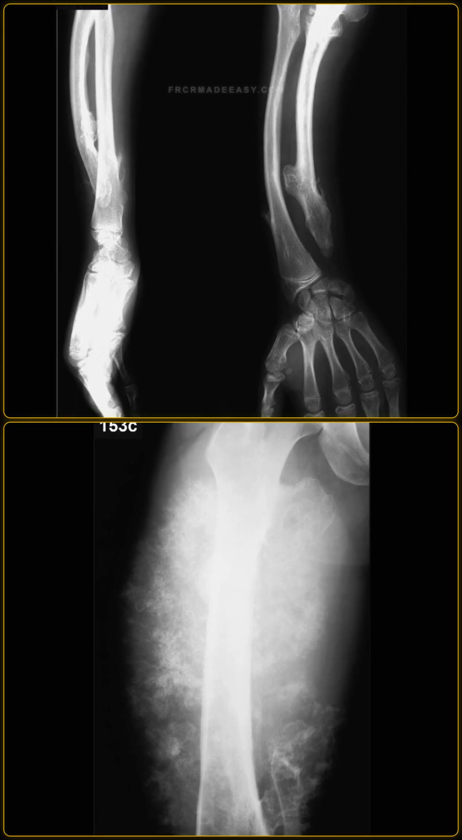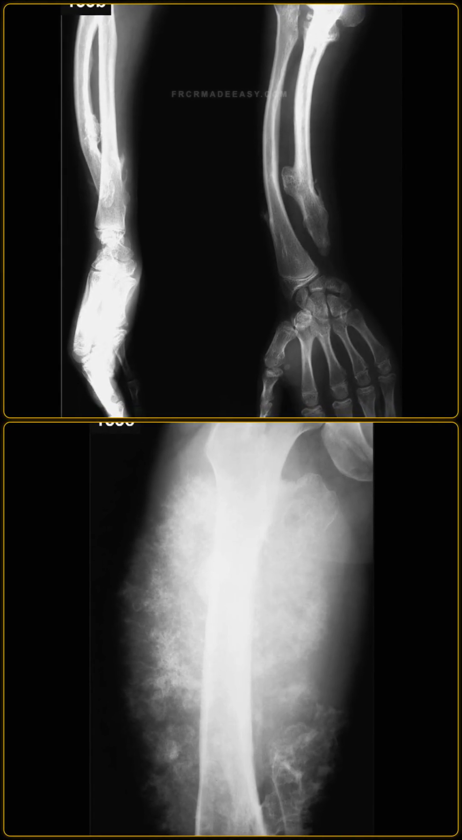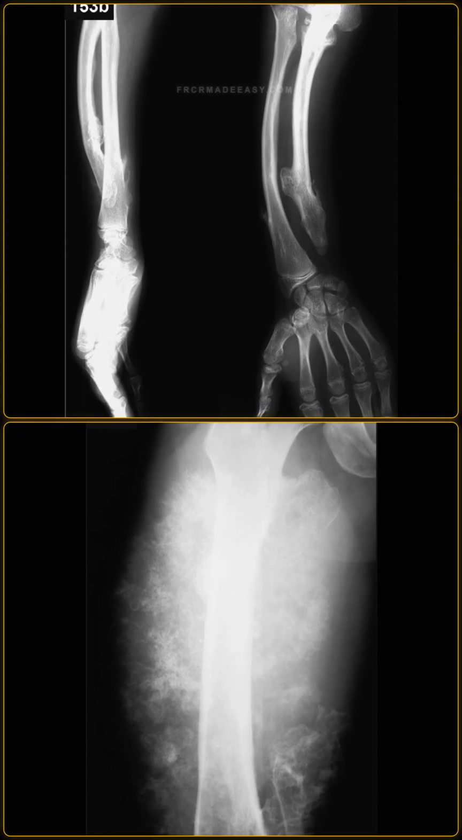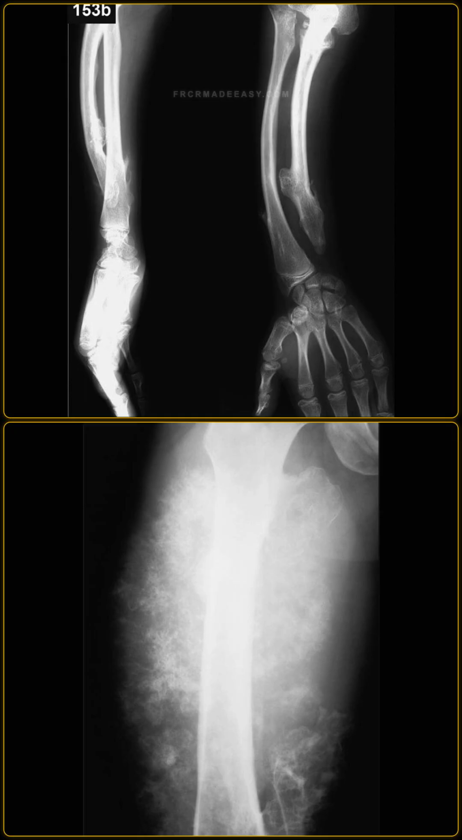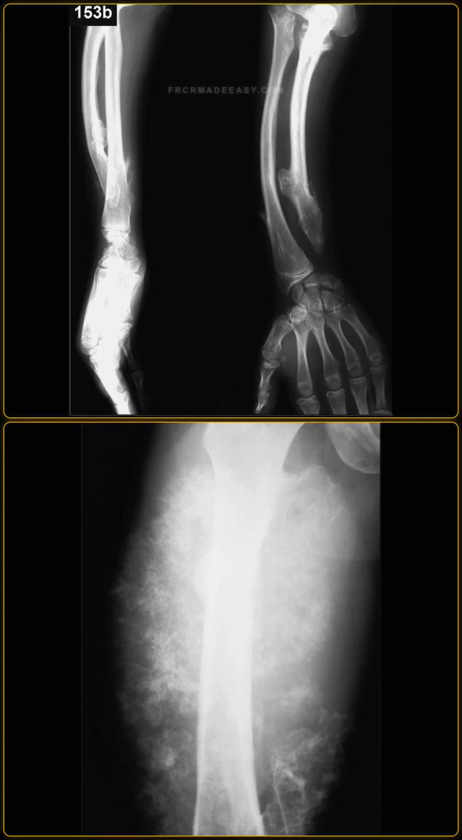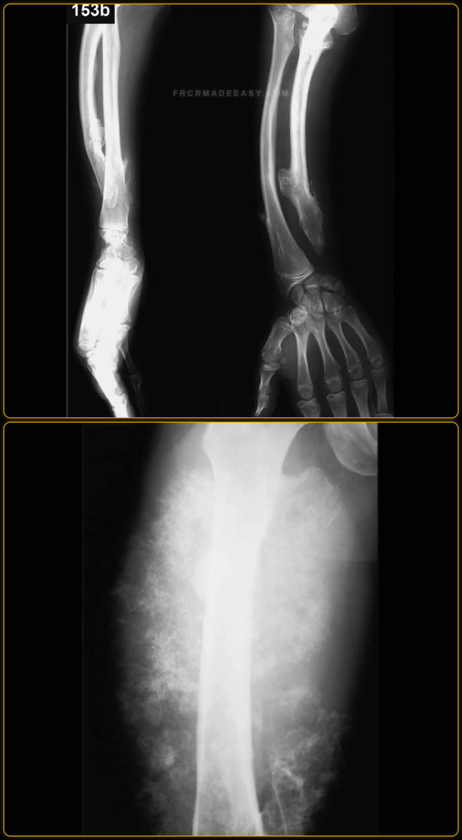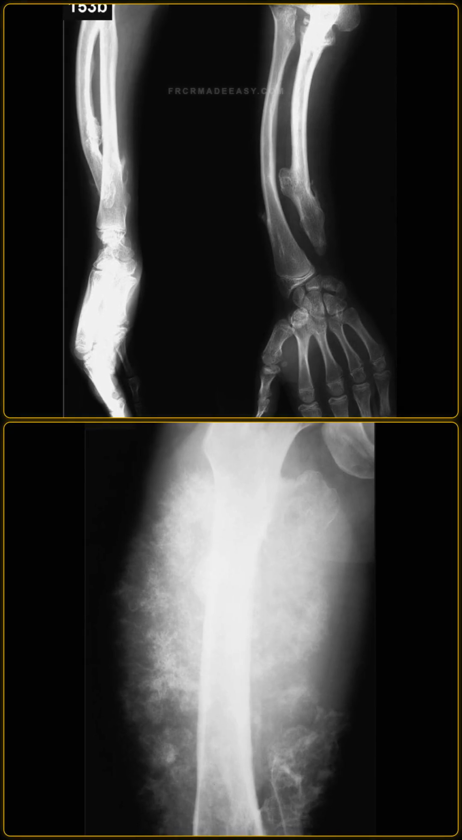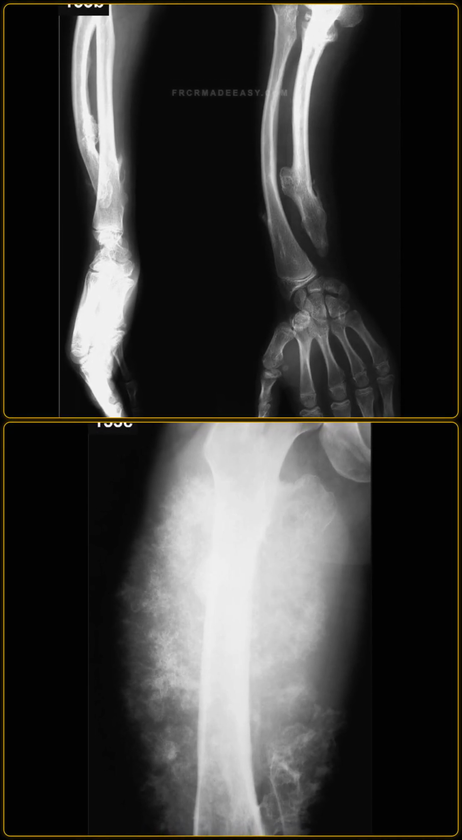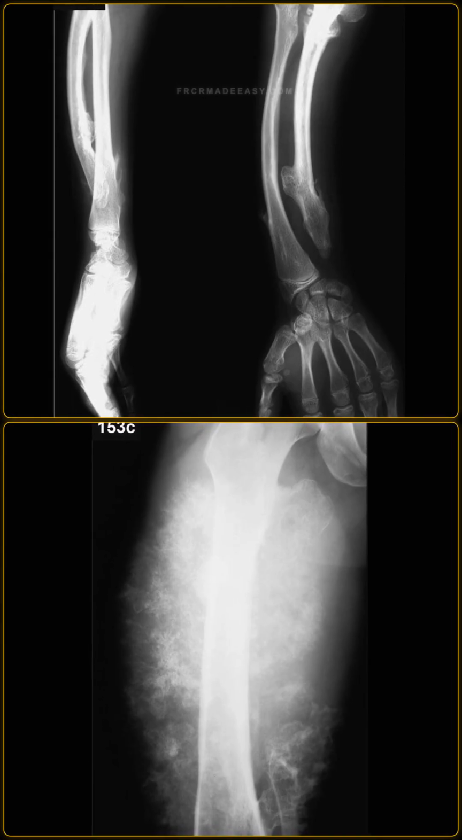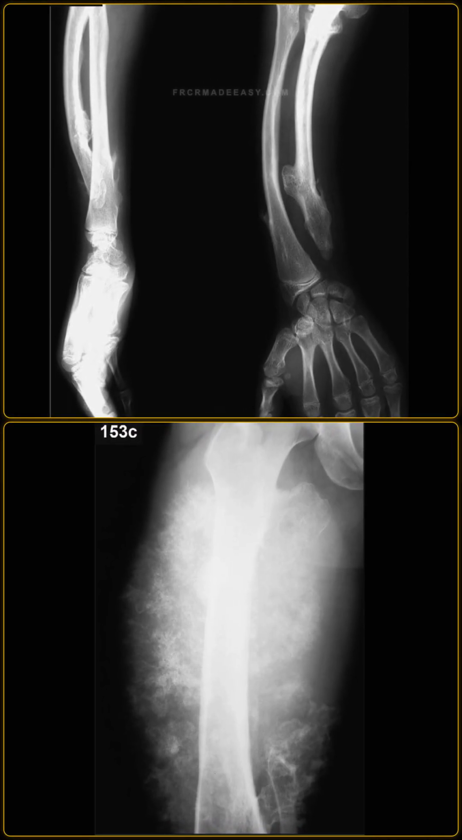What radiological features help differentiate a benign osteochondroma from one that has undergone malignant degeneration? Well, the most critical imaging feature of malignant transformation is the thickness of the cartilage cap. On magnetic resonance imaging, a cartilage cap thickness exceeding 1.5 centimeters after skeletal fusion is highly suspicious for malignancy.